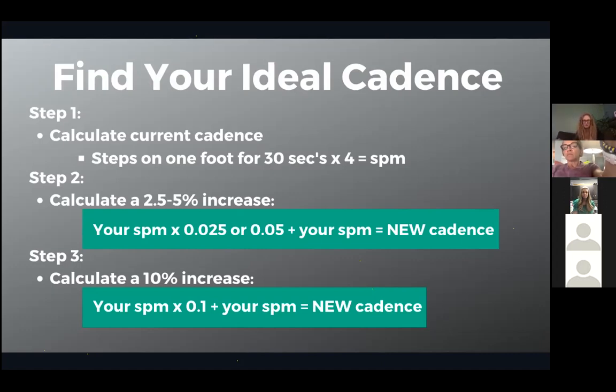You can do this also for a 10% increase, but we suggest always starting, especially if you haven't done this before or really changed your form at all, with a smaller increase, because you don't want to change things drastically. Changing your form drastically is a good way to get injured. And so most of the time when you're modifying gait mechanics at all, even to improve it, to give you less injury risk, you want to do it slowly, carefully, and in small increments.